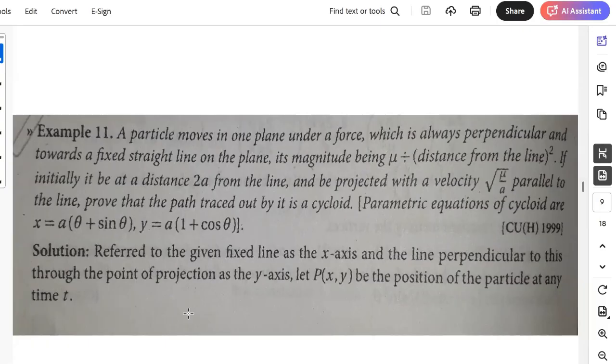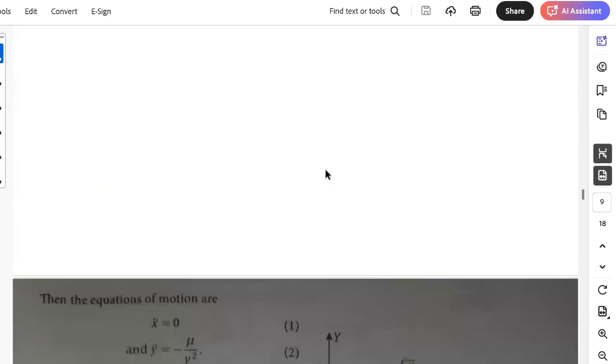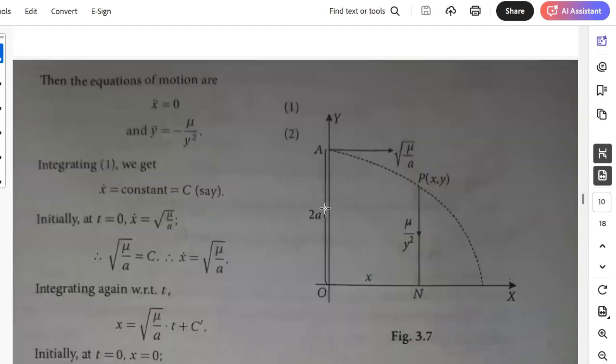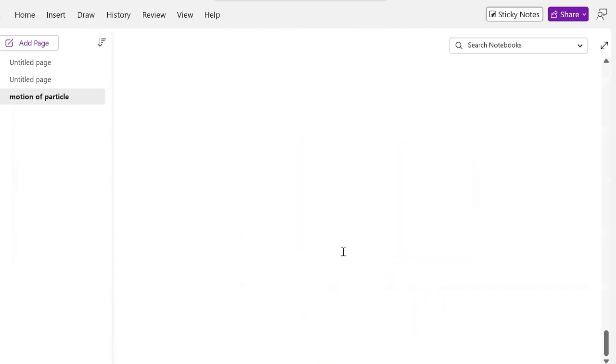First, we need to understand how our point is moving. Okay. So it is moving in one plane, so two-dimensional, under a force. Now the direction of the force is very important. We need to frame or rather draw the diagram, where the force is always perpendicular and towards a fixed straight line on the plane. So let us see what figure they are giving here. Perpendicular and towards the fixed straight line. Okay. So one thing is clear to us. This is the plane, whatever you may say.